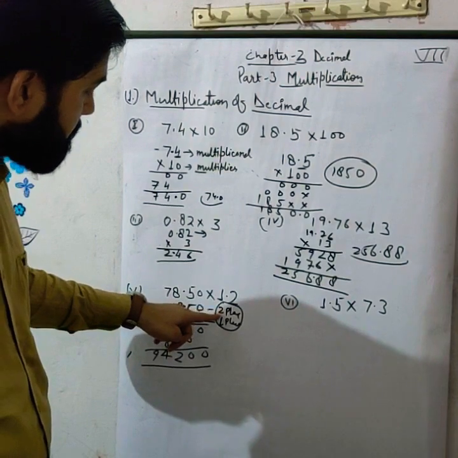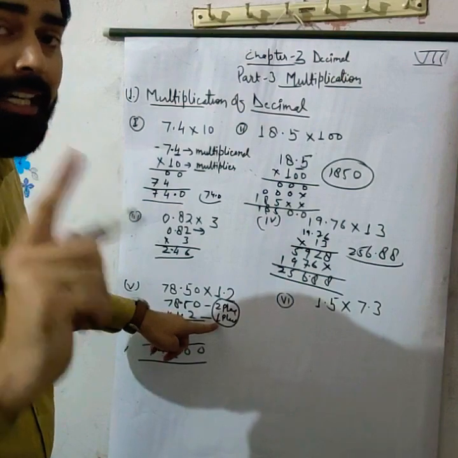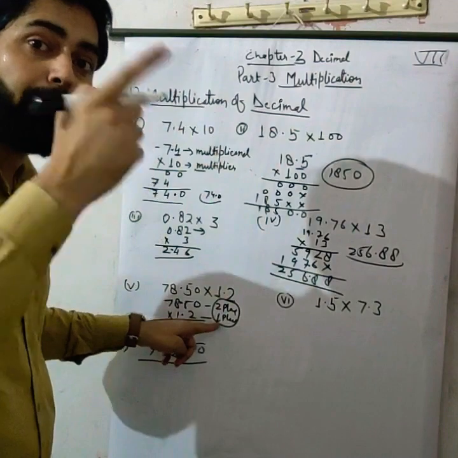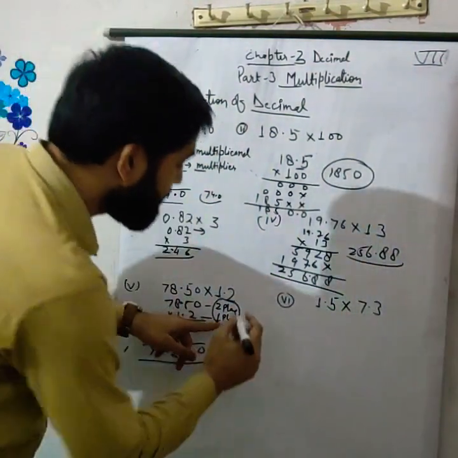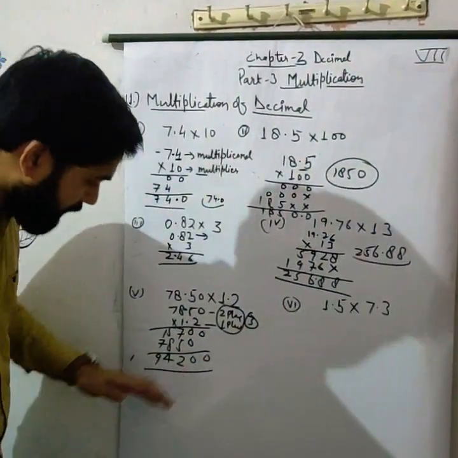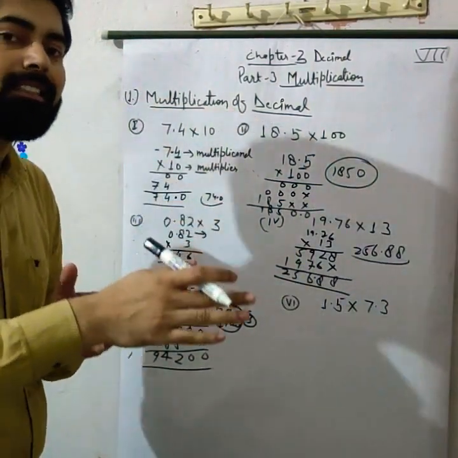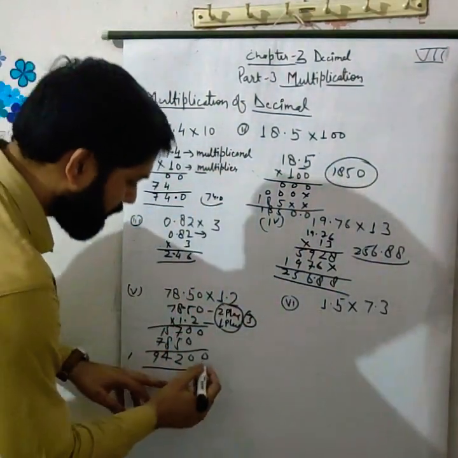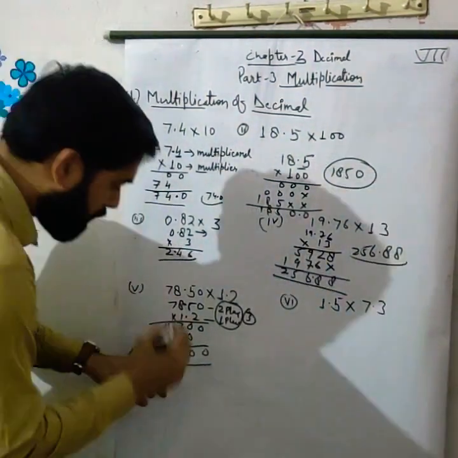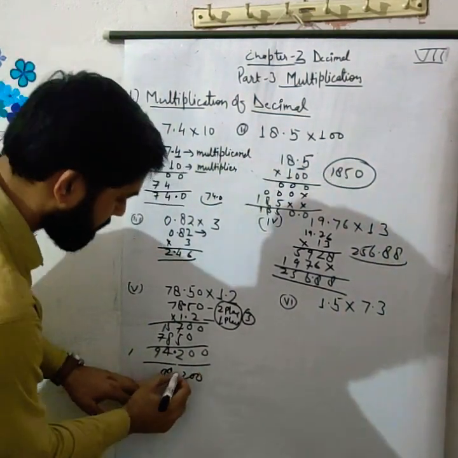In the multiplicand, 2 places. In the multiplier, 1 place. So total is 3 places. Means we can use the decimal in the product after 3 digits. Total is 3 digits. So where is the product? This is the product. So we use the decimal after 3 digits from the right hand side. 1, 2, 3. 3 is here, finished. Then we use the decimal here. Now the answer will be 94.200.